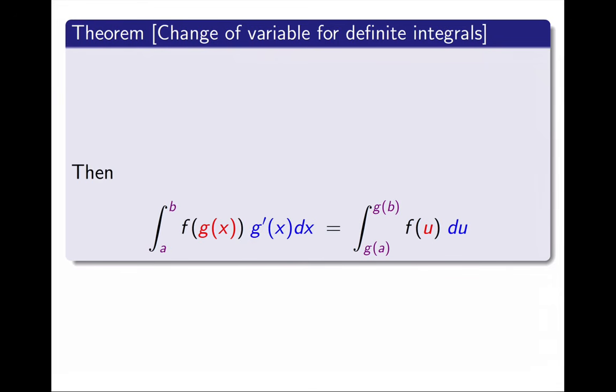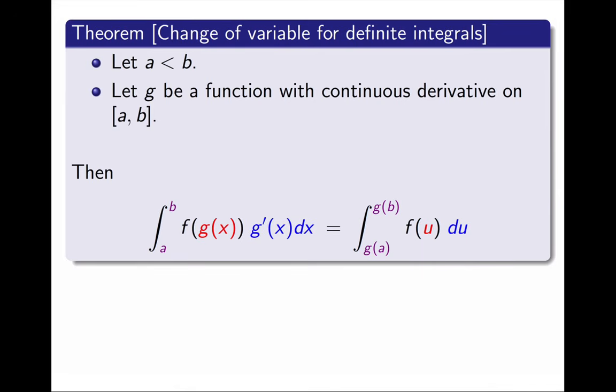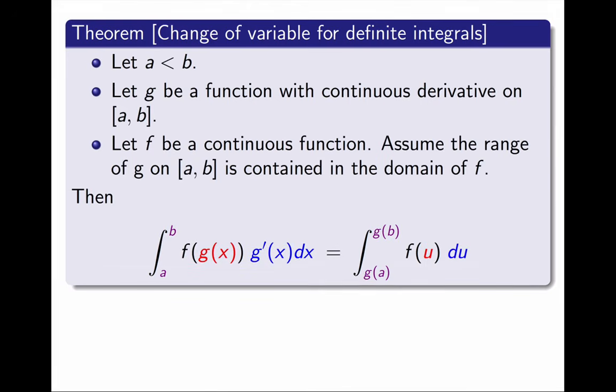To make this into a theorem, I should introduce my variables and add some hypotheses. a and b are real numbers with a less than b, f and g are functions, g needs to be differentiable and the derivative must be continuous on the interval [a,b]. As for f, it only needs to be continuous, but where? If we're going to compose f with g, I need the range of g over [a,b] to be contained in the domain of f. This is just a technical way to say that I can write f of g of x for any x between a and b. And that's it. The proof follows immediately from the substitution rule for indefinite integrals, plus the fundamental theorem of calculus.